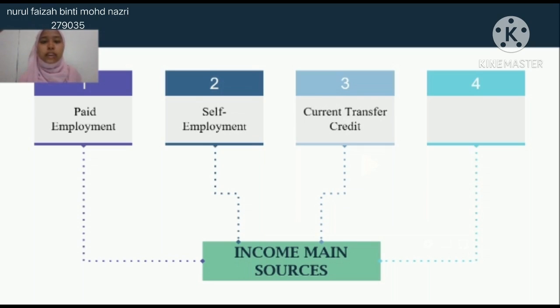The third one is current transfer credit. It can be in cash, goods or services. The transfer can be made between the household and the government or between the household and the charities. The last one is property and investment. It is an income earned from dividends, rent, and interest.